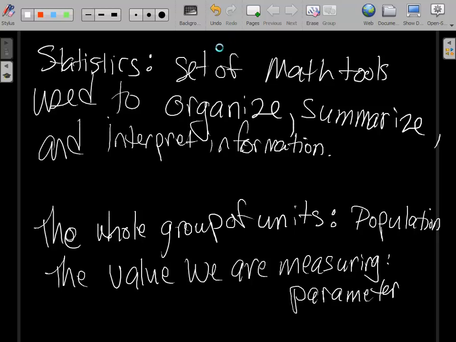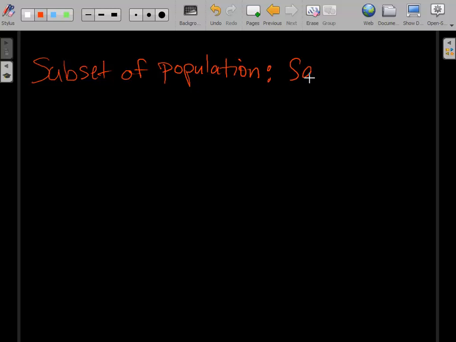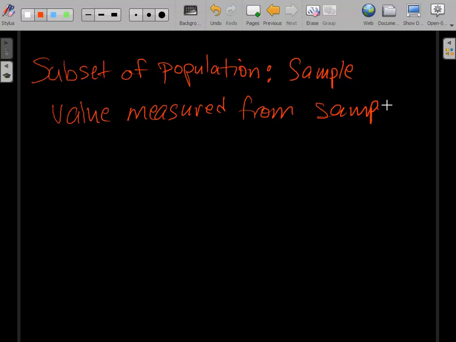Okay, and it's often the case that we are unable to measure the whole thing or capture this information about the whole group, and so we measure something from the smaller group. And so if we took a subset of the population, so a smaller portion of the population, this is called the sample. Okay, now again, if we measure something about the sample, this is called a statistic. So the value measured from the sample, this is called a statistic.